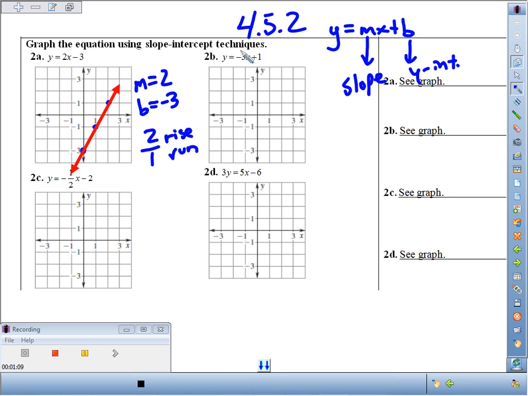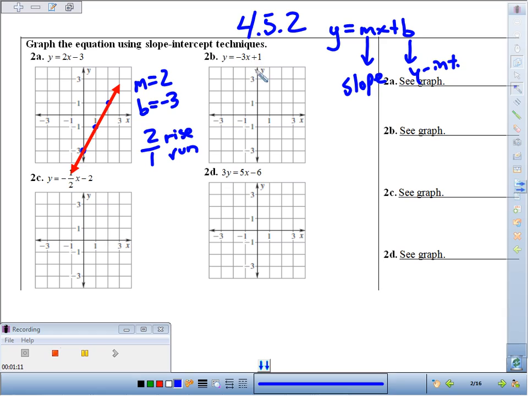If we look at 2b, very similar, except now our y-intercept is 1. The number by itself is 1. And here our slope is -3. Think of -3 as a fraction, -3 over 1. Again, the key is it tells us how to rise and run to another point. Down 3 over 1. If I connect those points, I've got a quick graph of the equation, y equals -3x plus 1.